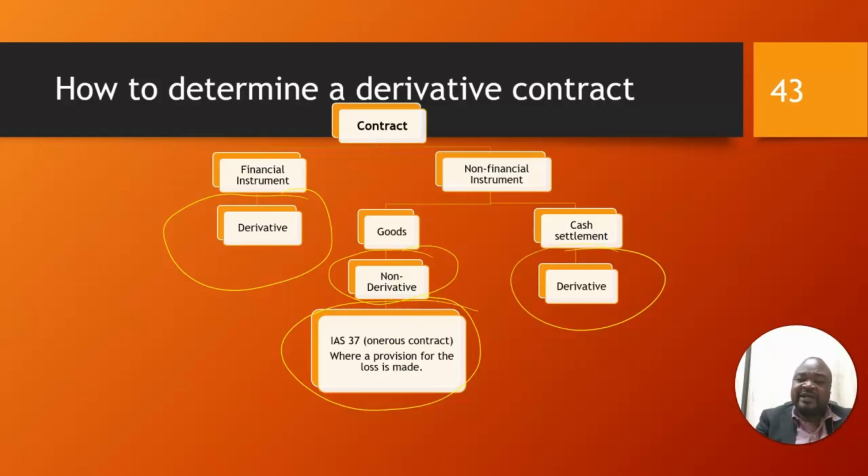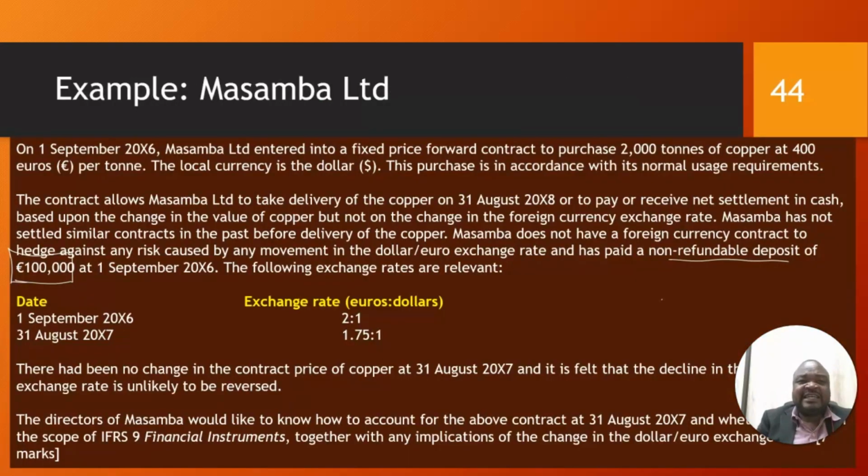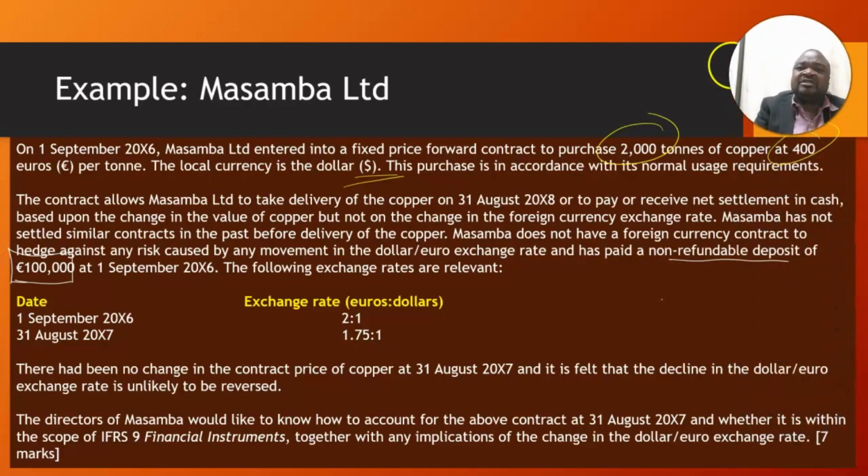Let us look at the following example. On 1 September 2026, Masamba Limited entered into a fixed price forward contract to purchase 2,000 tons of copper at 400 euros per ton. The local currency is the dollar. This purchase is in accordance with its normal usage requirements. They normally procure 2,000 tons.